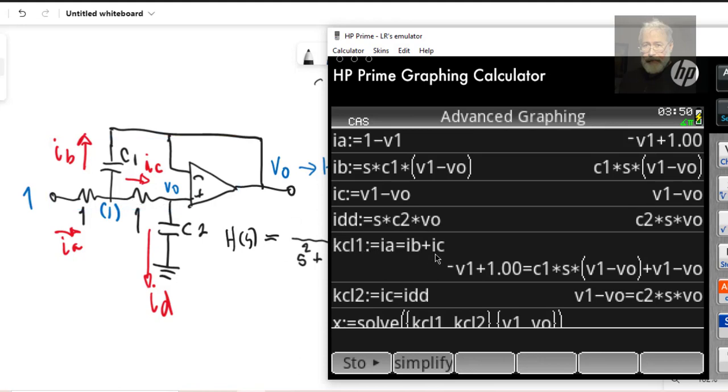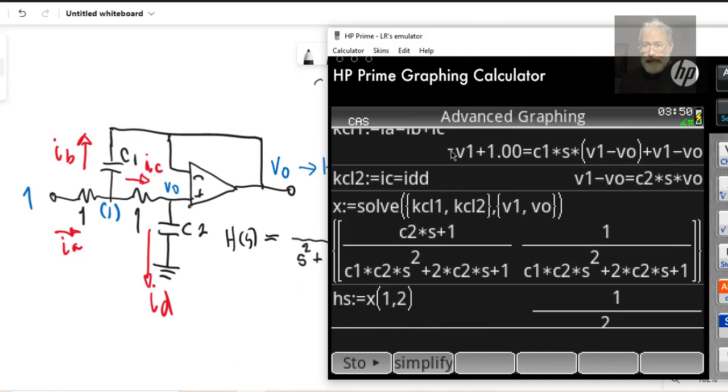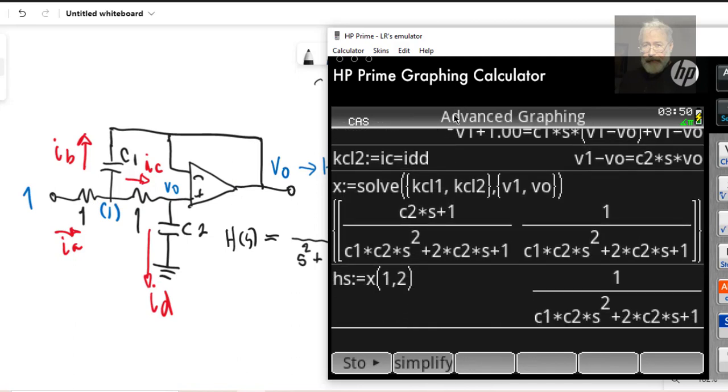IA is equal to IB plus IC. Check it out. And for the other node, IC is equal to IDD. Solve the two equations for the two voltages V1 and V0. And we're interested in V0 because V0 will be H of s, the transfer function. We have seen that when we apply an impulse here, the output is directly the transfer function. So this is a transfer function.